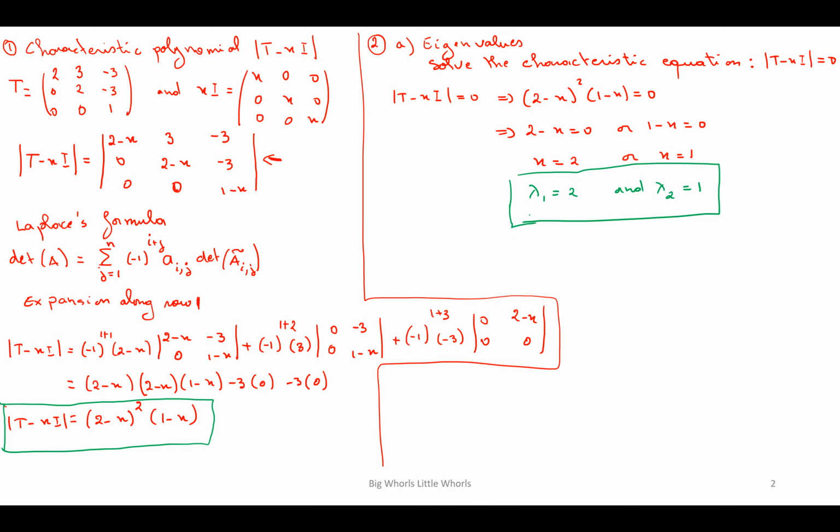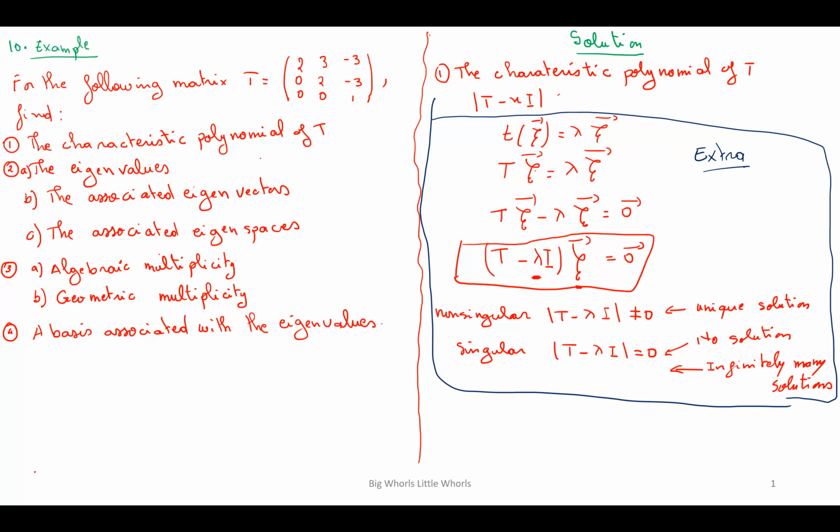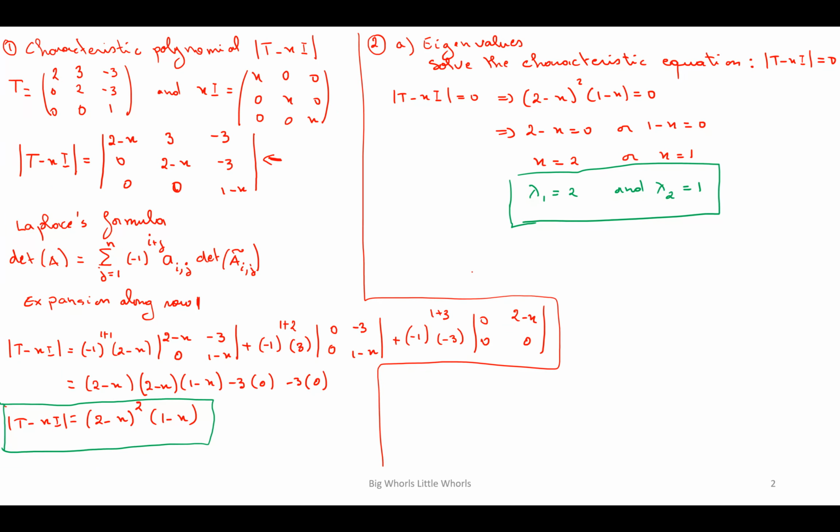Okay, so this is the end of this part. In part B, we are asked to find the associated eigenvectors. Let me do it on the next page, part 2b. We are asked to find the associated eigenvectors. How do we find the associated eigenvectors?